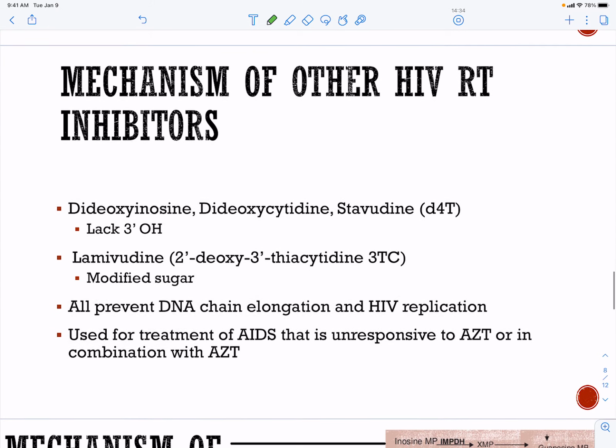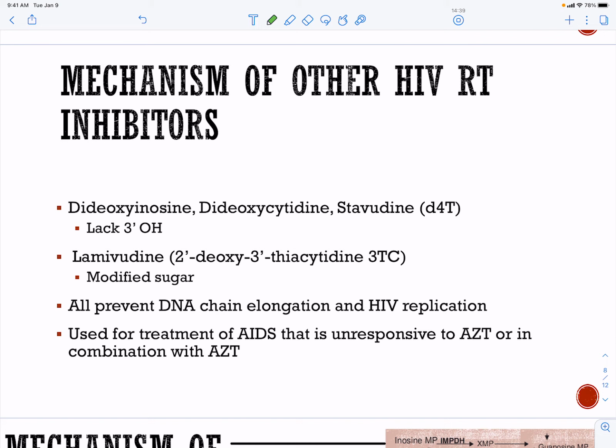Now some other important HIV reverse transcriptase inhibitors are listed here. Dideoxyinosine and dideoxycytidine are going to all lack that 3' OH group. We have lamivudine, and that's going to have a modified ribose, so the sugar looks different. It's not going to be able to incorporate or bind to the other sugars. They're all going to be inhibitors of chain elongation.